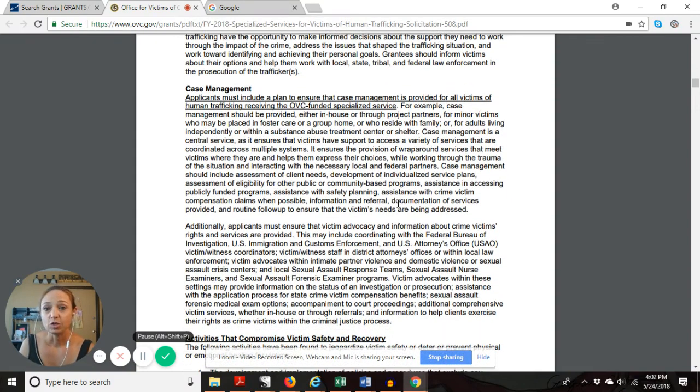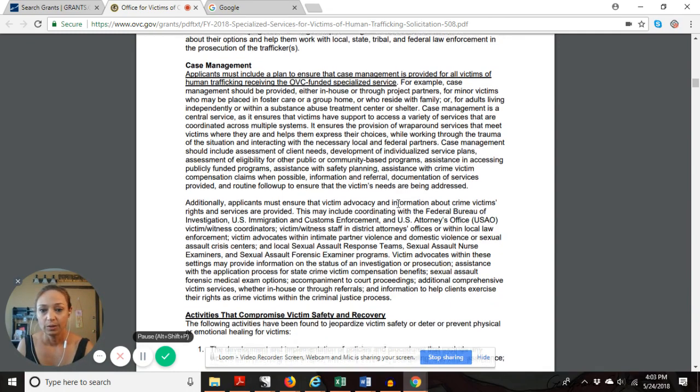And then case management, they're saying you have to include a plan to ensure that case management is provided. And they give you examples here. They give you a couple of paragraphs. And once again, this is a great place just to kind of pull language from. But once again, don't just copy and paste. You have to explain it in your own words. But it's good to have kind of their language that you can interweave with your own.